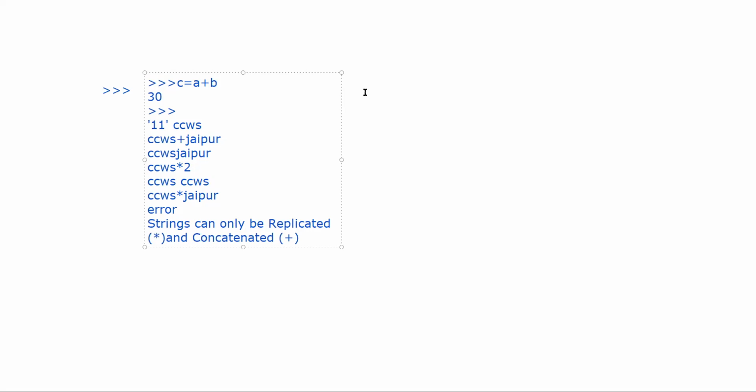See, I'm highlighting over here that you have to multiply it with the number. So if I'm writing, suppose, 22 here, so CCWS is going to be replicated, that means repeated 22 times. Right, children? So in your program number 3 on page number 83, as I was telling, if it is saying A multiply by B, so two strings cannot be multiplied. So it will become an error, right?